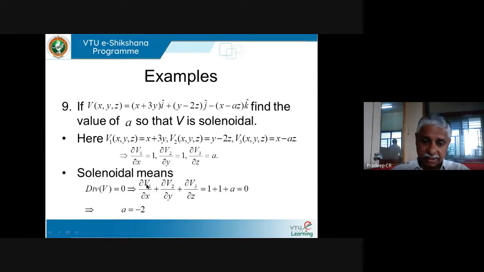Solenoidal means their sum must be 0. Now that means 1 plus 1 plus A is 0. So A is equal to minus 2 if I solve for A. So I found the value of A for which this is solenoidal. That means it's just a word. Solenoidal means divergence is 0. That's all, as simple as that.